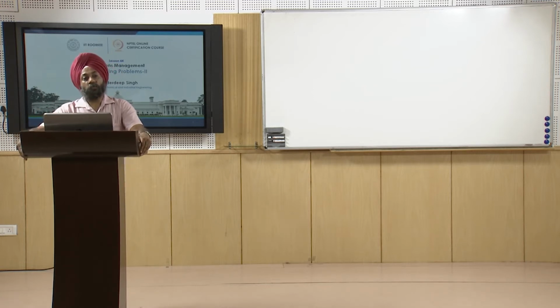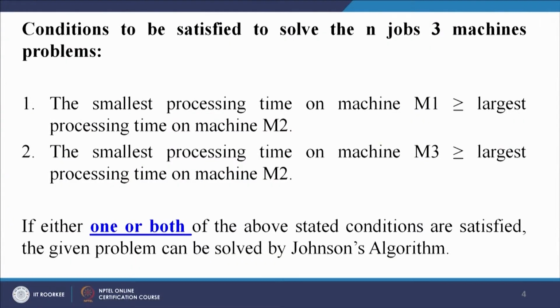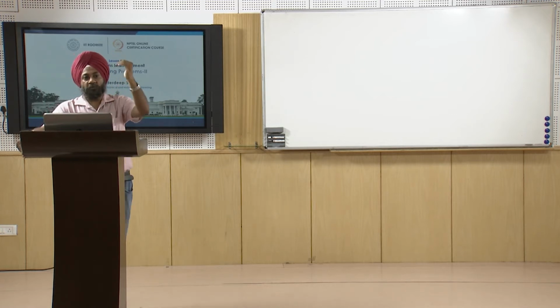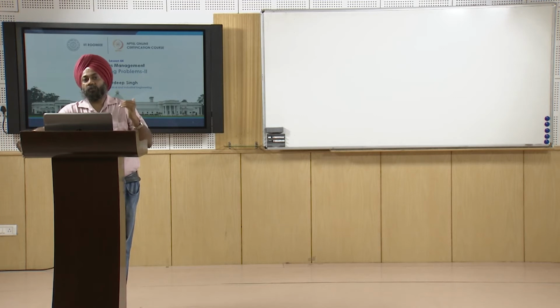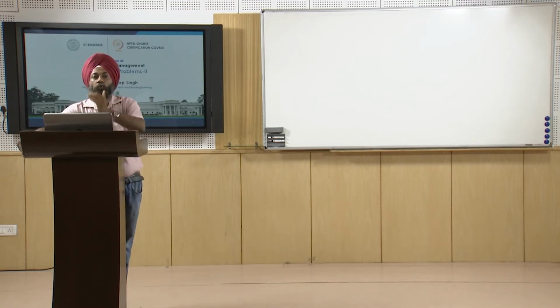Now, to solve the n jobs 3 machines problem, there are 2 additional conditions which have to be satisfied. The first condition is about the smallest processing time on machine 1. As you remember, usually we have the data in the form of a table, with the jobs in the first column. Maybe we can name the jobs A, B, C, D, E, F, up to N. Then in the next column we have machine 1, and the processing time for each job on machine 1 is given, and then in the next column we have machine 2, and the processing time required for each job on machine 2 is also given.